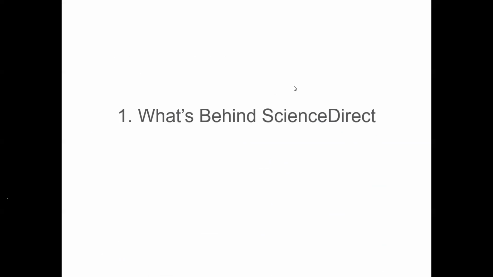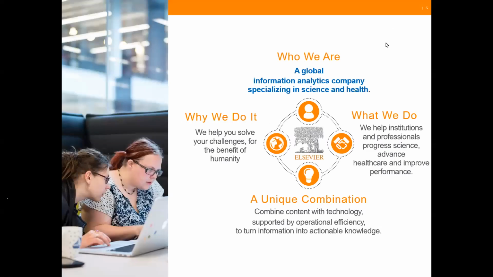So what's behind ScienceDirect? First and foremost, people will be asking, well, we know what Elsevier is, but what exactly is the content behind ScienceDirect? So it's very straightforward. Essentially, Elsevier is a global information analytics company specializing in science and health. What we do is to help institutions and professionals to progress science, advance healthcare, and to improve their research performance. And we do this by combining content with technology, which is in turn supported by operational efficiency to turn information into actionable knowledge. And why we do it is because we want to help everyone to solve their challenges for the benefit of humanity.